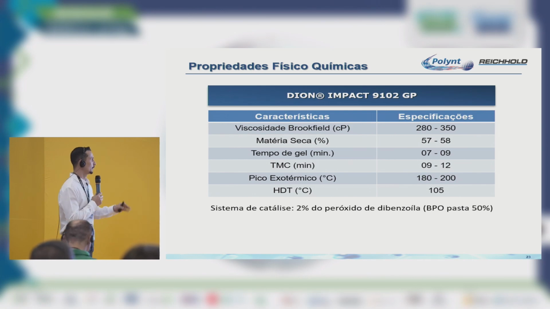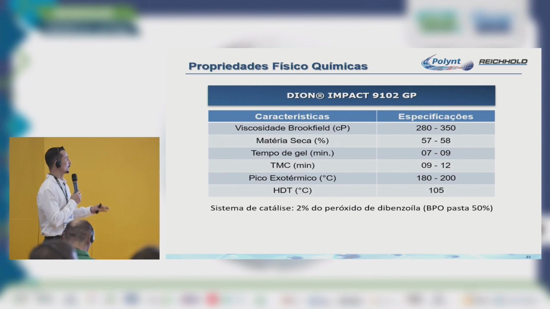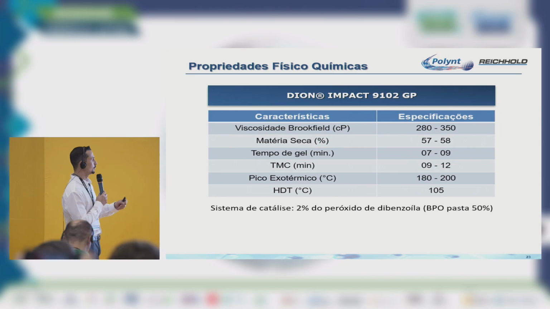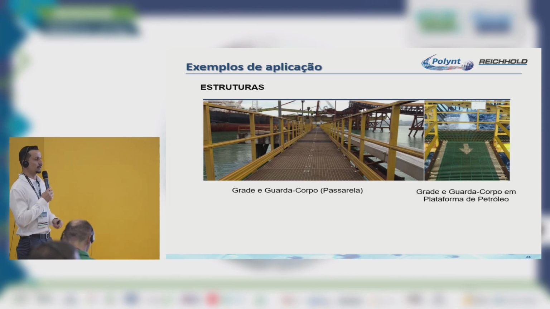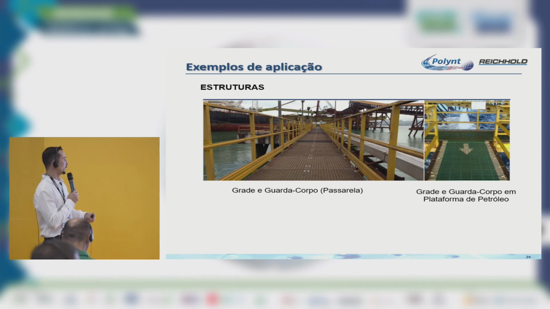Again, the physical chemical characteristics. Viscosity 280 to 350 cPs, dry matter 57 to 58%, gel time 7 to 9 mins, minimum cure time 9 to 12 mins, exothermic peak 180 to 200, and HDT of 105 degrees. Here are some examples of the applications.